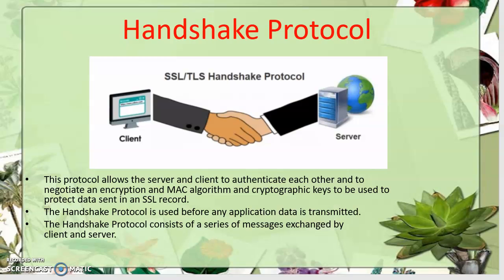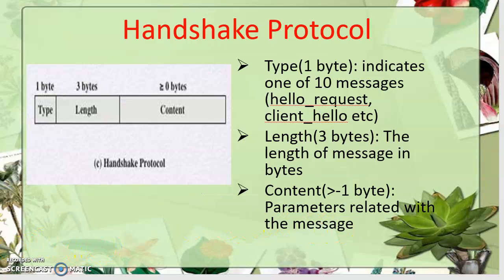Handshake protocol. The protocol allows the server and client to authenticate each other and to negotiate an encryption and MAC algorithm and cryptographic keys to be used to protect data sent in an SSL record. The handshake protocol is used before any application data is transmitted. The handshake protocol consists of a series of messages exchanged by client and server. So type 1 byte, length 3 bytes, and the content of 0 or more bytes. This is the data format of the handshake protocol.